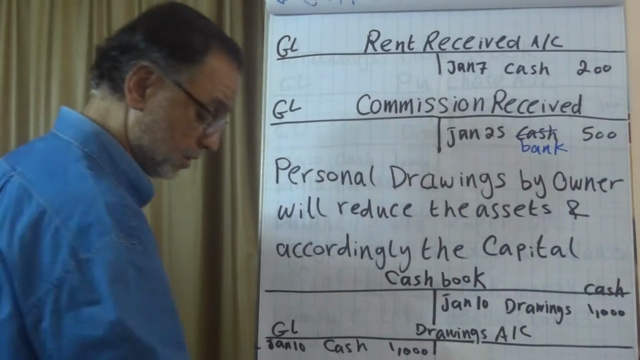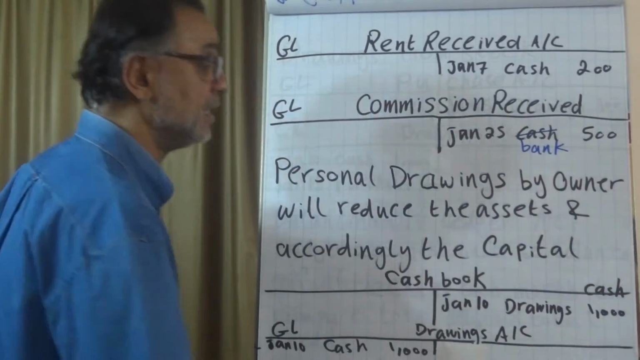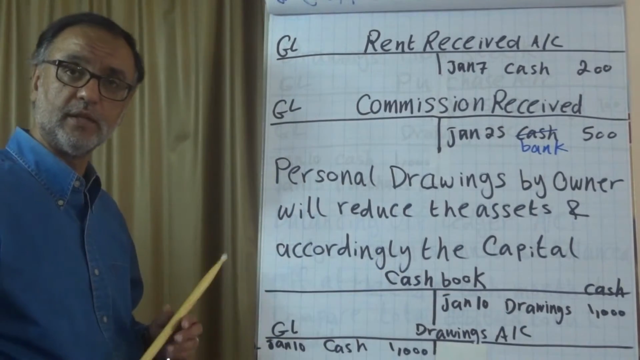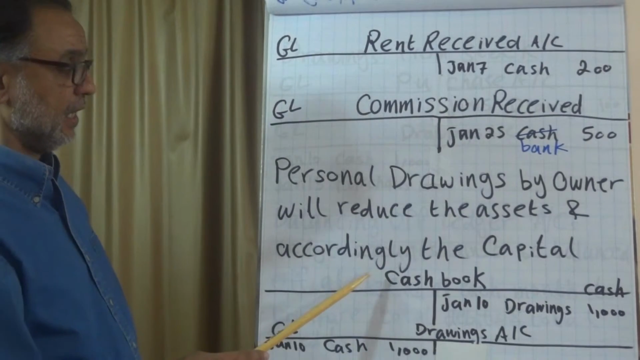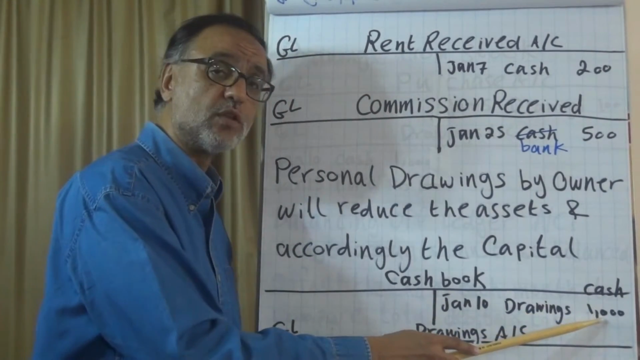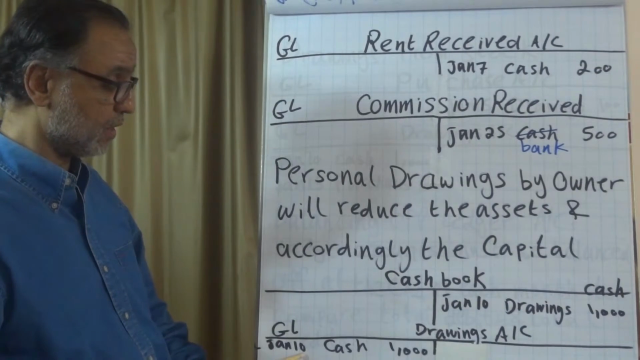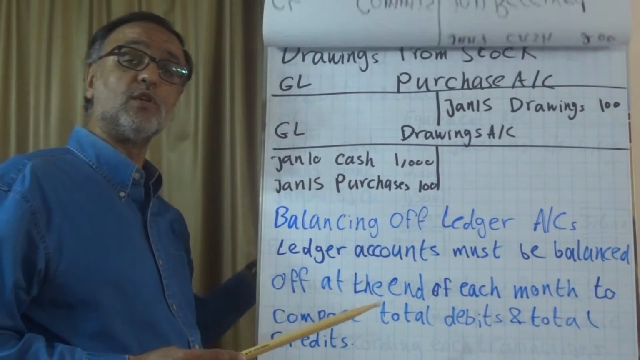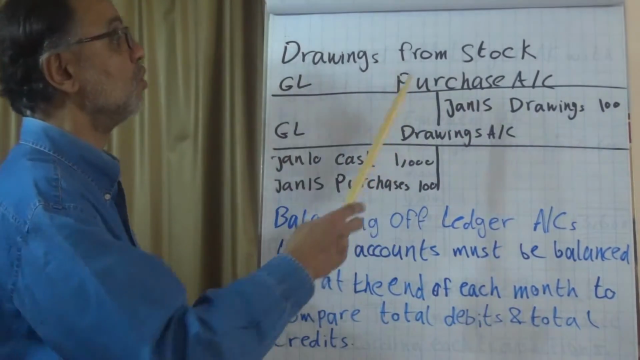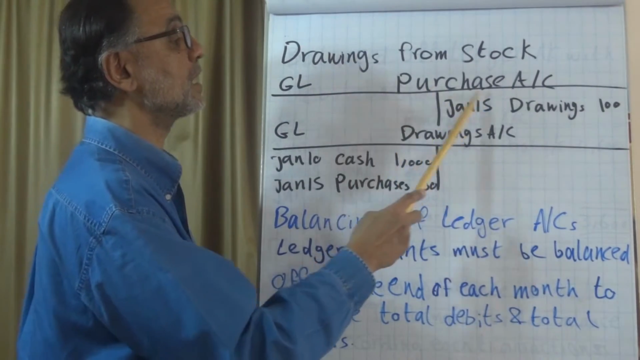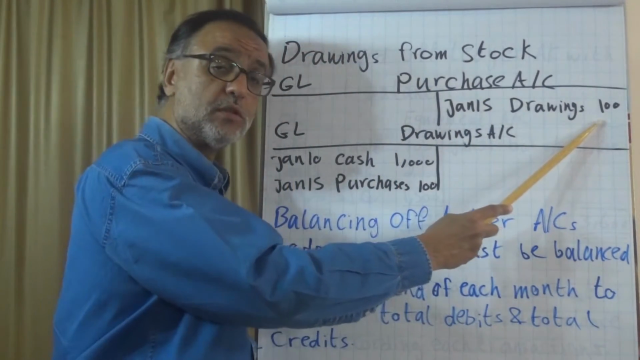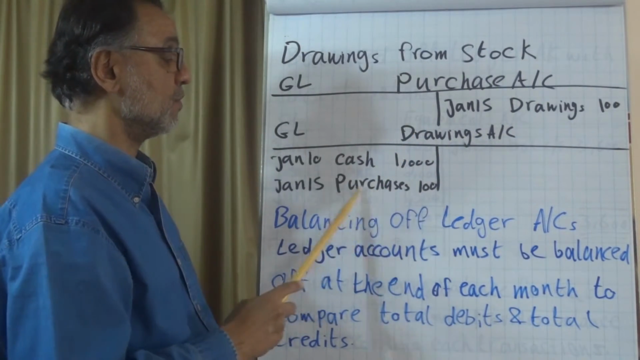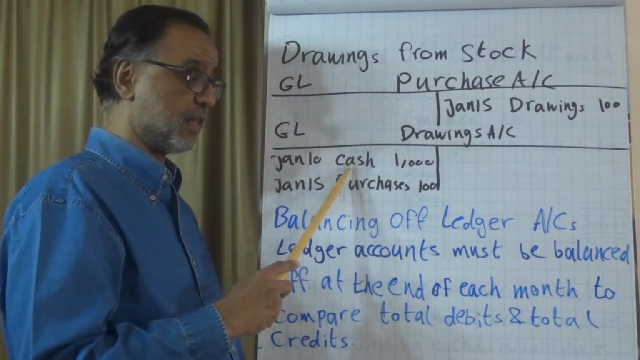Personal drawings by the owner will reduce the assets and accordingly will reduce the capital, because the total of the balance sheet will be reduced. In the cash book, there was a drawing of $1,000 and the drawing account becomes debit of $1,000. This is cash. Sometimes the owner will decide to make drawings from the stock. So from the stock, we credit the purchases account in the general ledger of $100. That's the drawings for the owner. And the drawings will be debit also for $100 from the purchases, plus the $1,000 for the cash.